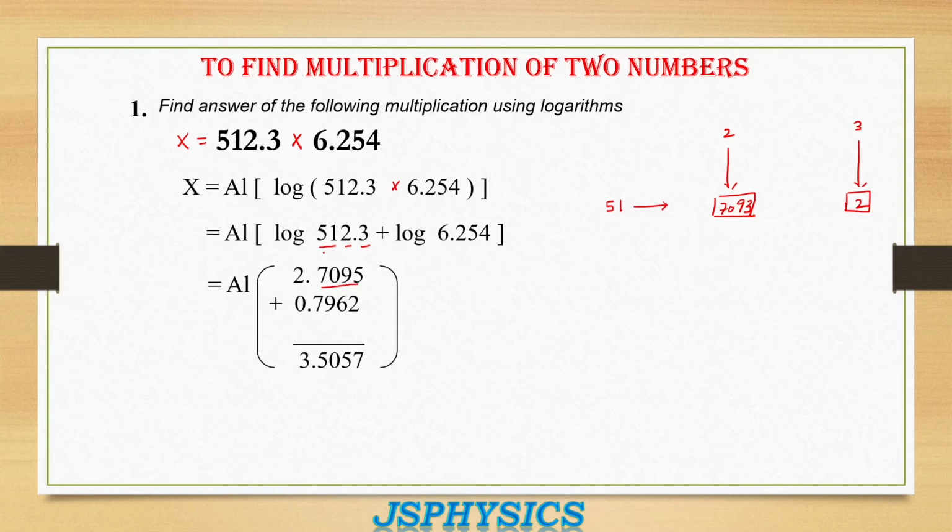Now, to find the characteristic, we have to find out how many digits are there before the decimal point. Here we have 3 digits. So 3 minus 1 is 2. So 2 is the characteristic. So the total number will be characteristic and mantissa together. So it is 2.7095.